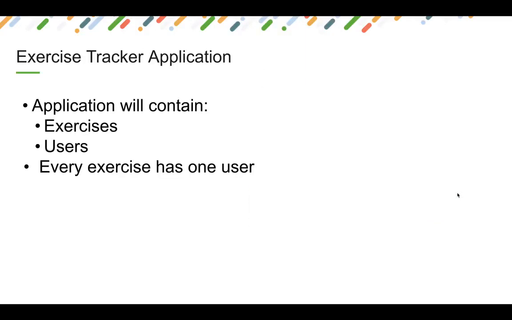Okay, we're just about to write some code, but let's quickly review the collections in our database. Our application is going to contain exercises and users, and every exercise has one user. Once you see how simple this is, you'll realize that we could have probably just had one collection, but just for the sake of example, to see how it would work, we're going to have the exercises and users collections.